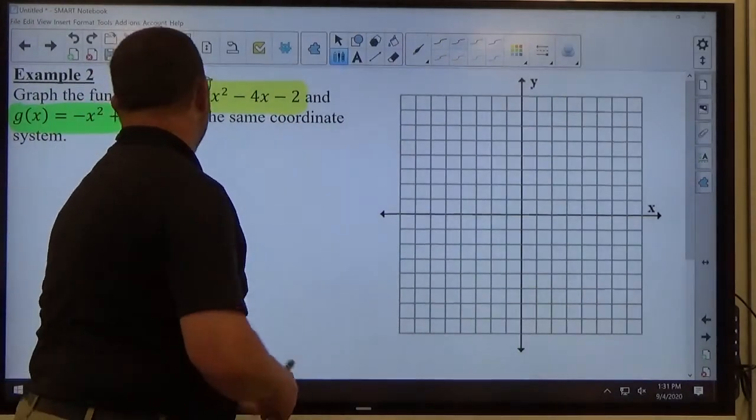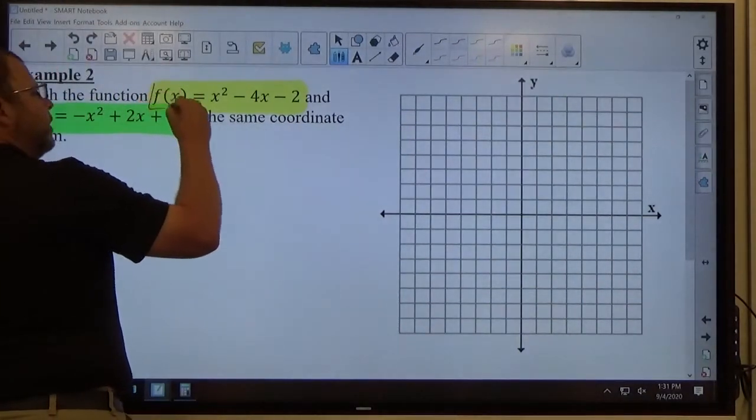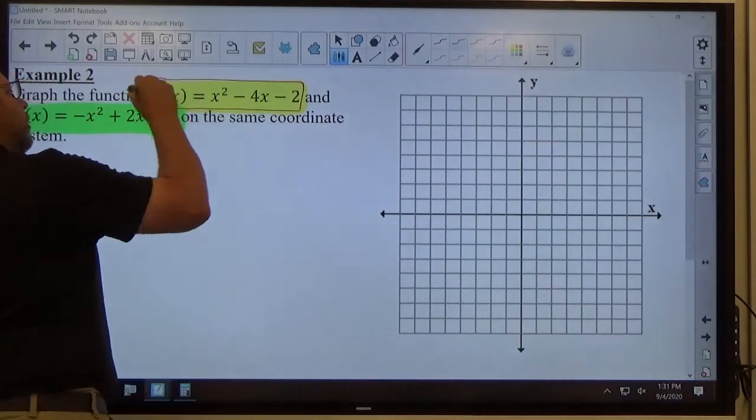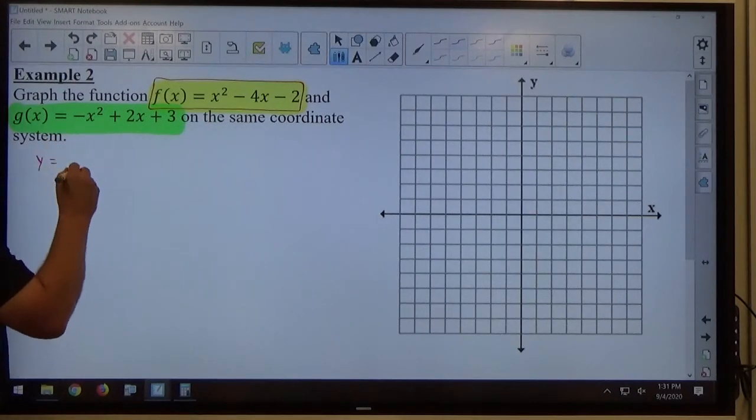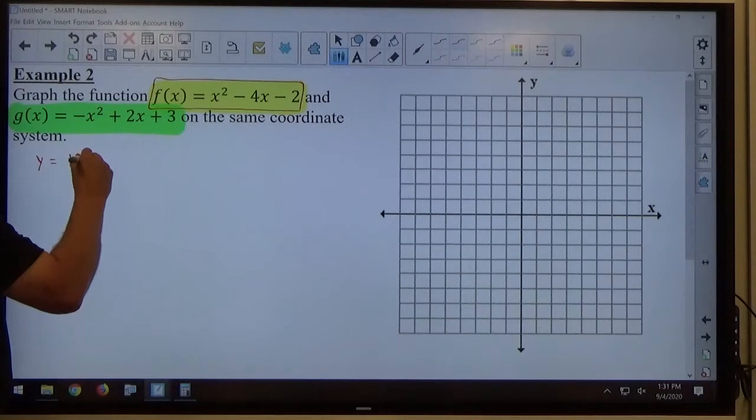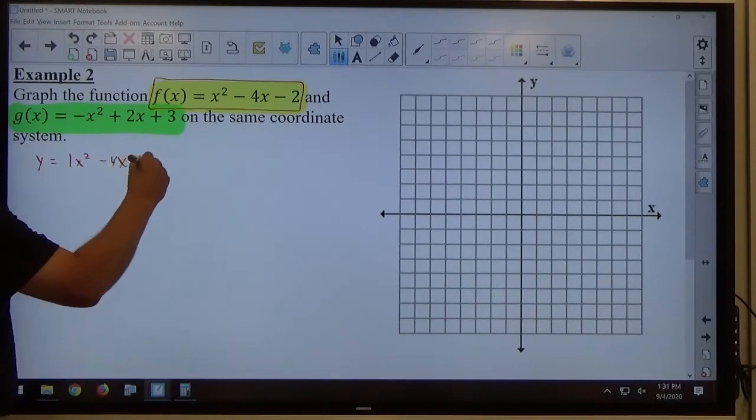I'm going to do the first function, f of x. I'm going to do it all in red. So you see, all of that in red has to do with that. First thing I like to do again, I'm going to change f of x to the letter y. And x squared I'm going to write as 1x squared minus 4x minus 2.